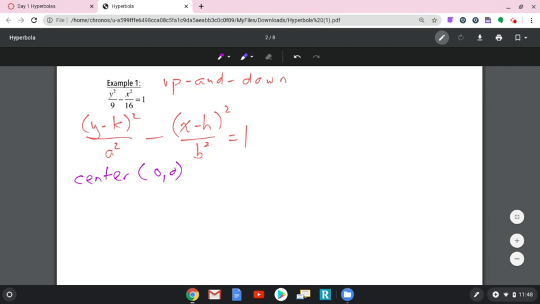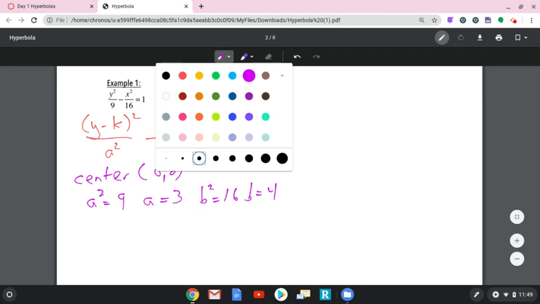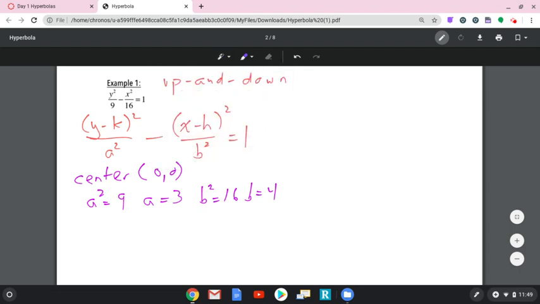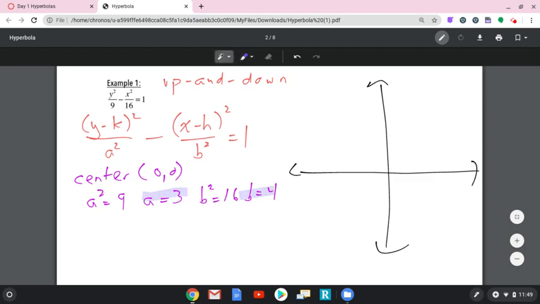Now, the other things that we need to find are our A value and our B value. If I look at this, A squared equals 9, so I know A is 3. B squared equals 16, so I know B is 4. And that is helpful. How is that helpful? When we graph it, because that's our goal, the A and B help me make my box. All right, guys, it helps me make my box.